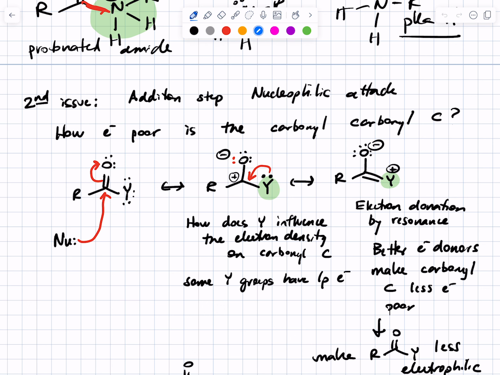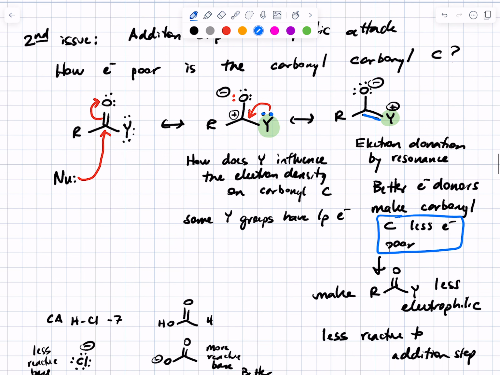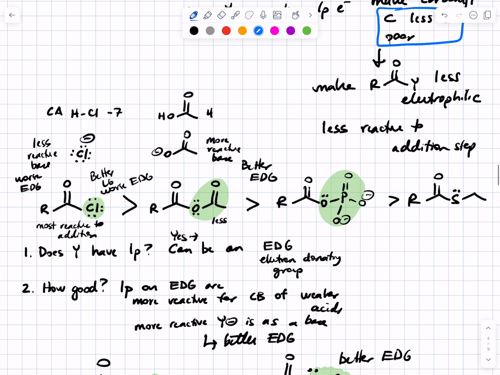And that pi bond spreads out the positive charge onto the Y group, and it makes the carbonyl carbon less electron poor. And that's important. If the carbonyl carbon's not very electron poor, then a nucleophile isn't going to be attracted to attack it as much. So how can you tell what groups are good electron donating groups? And the key questions that we looked at were, number one, does it have a lone pair?